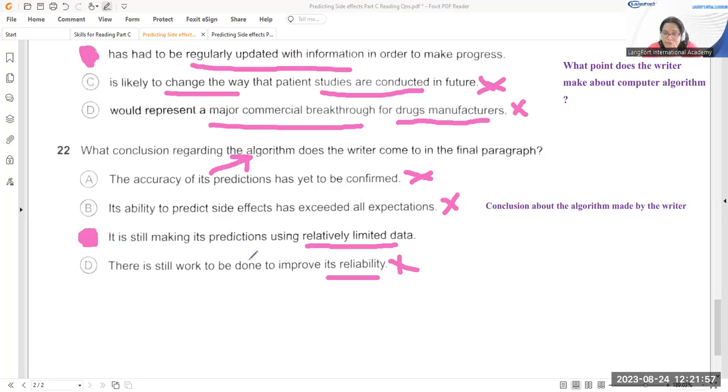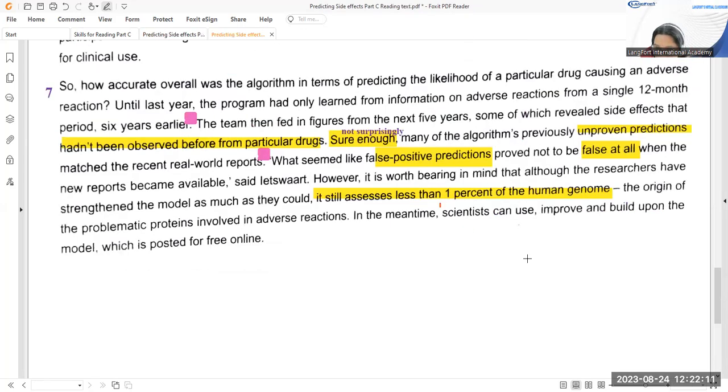You need to be very careful. You need to go through this question later. I understand why you chose D, but reliability is the ability to depend on something. When you don't depend on something, the writer would have never said scientists can continue to use it. Use means we can use it, we can rely on it, we can depend on it, and we can improve it at the same time. So it's not only about improvement, it's also about using. That's why we cannot take option D.